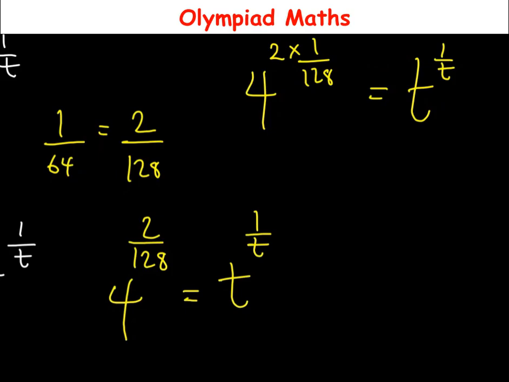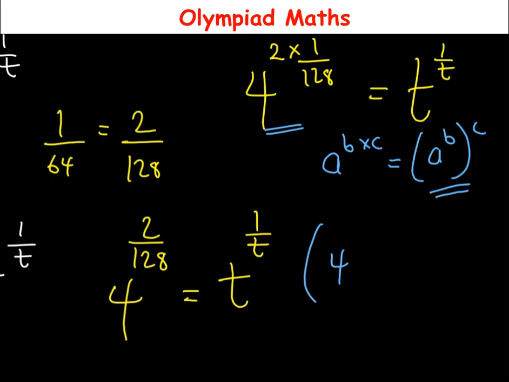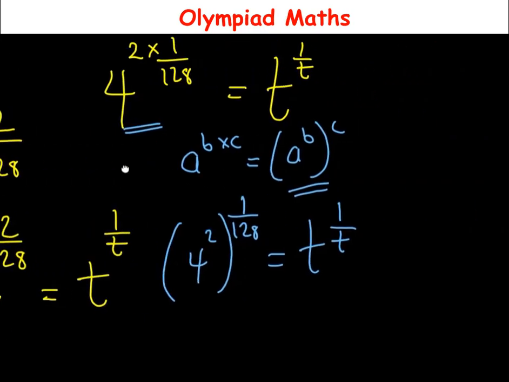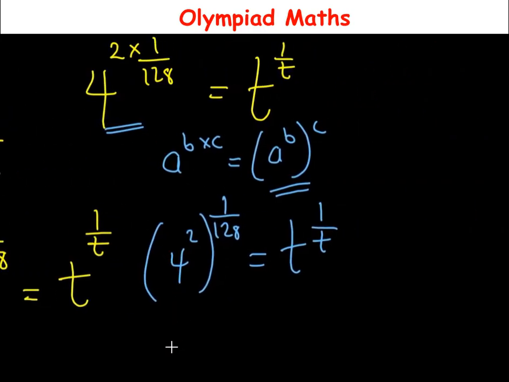And then applying this rule of indices, if you have a raised to power b times c, is equal to, in bracket, a raised to power b, power of c. Applying this right here, this becomes, in bracket, 4 raised to power 2, all raised to power 1 over 128 is equal to t raised to power 1 over t. And from here, 4 squared is equal to 16 raised to power 1 over 128 is equal to t raised to power 1 over t.